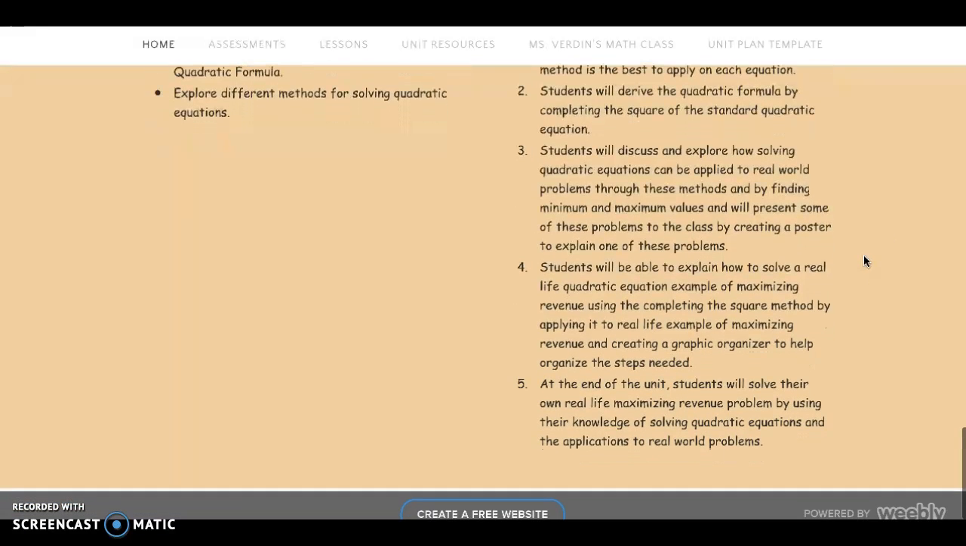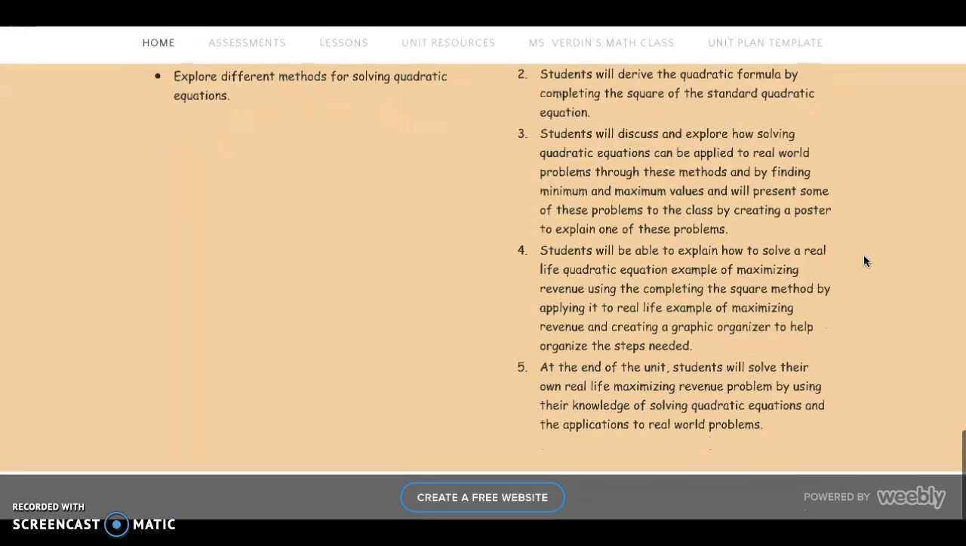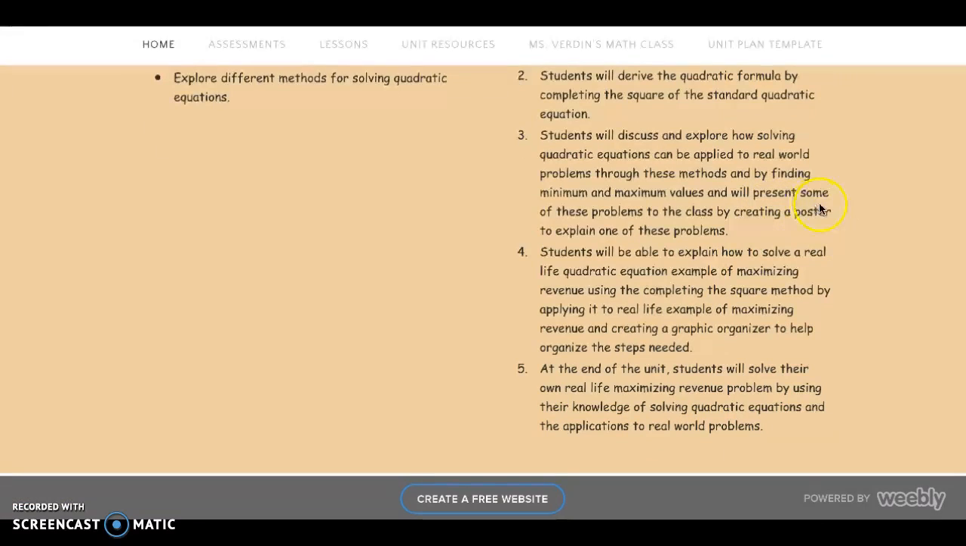Students would discuss and explore how solving quadratic equations can be applied to real-world problems through these methods and by finding the minimum and maximum values, and would present some of these problems to the class by creating a poster to explain one of these problems.